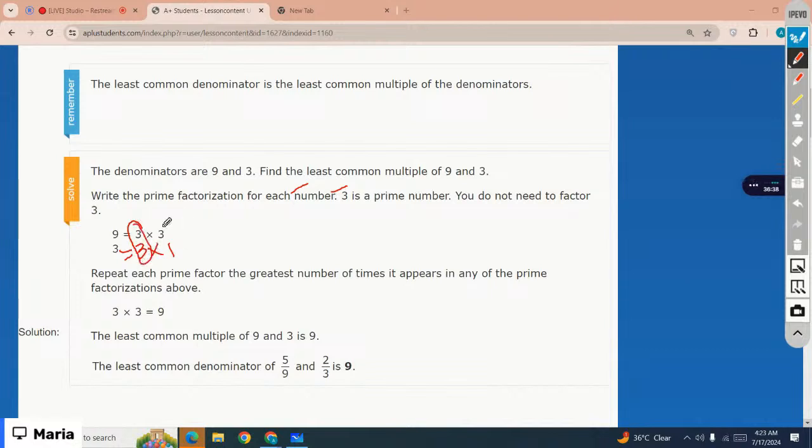So you have a non-common factor that is 3 times 3. So that means 3 times 3 is 9. So the least common denominator of 9 and 3 is 9. The correct option is 9.